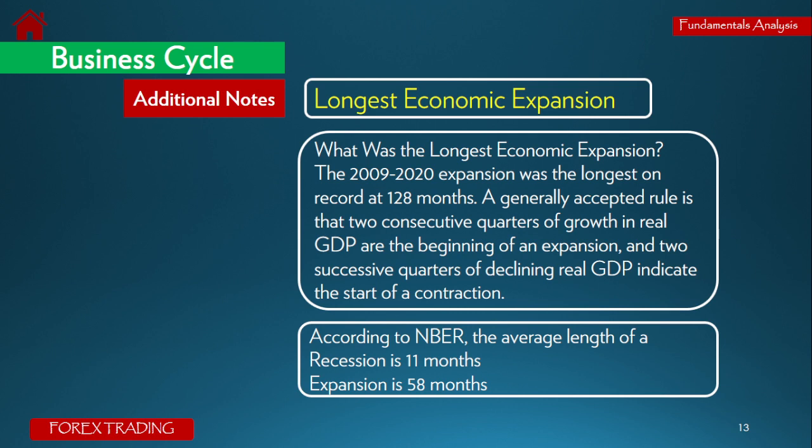And according to NBER, an institute in the USA, the average length of a recession is 11 months, whereas the average length of an expansion period is about 58 months.